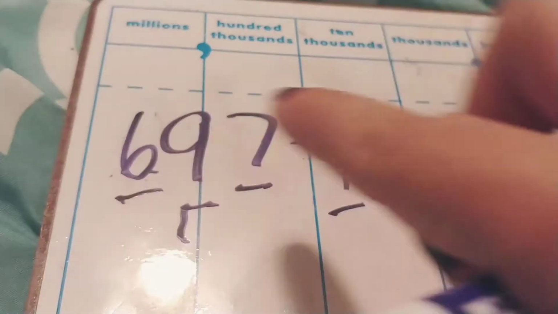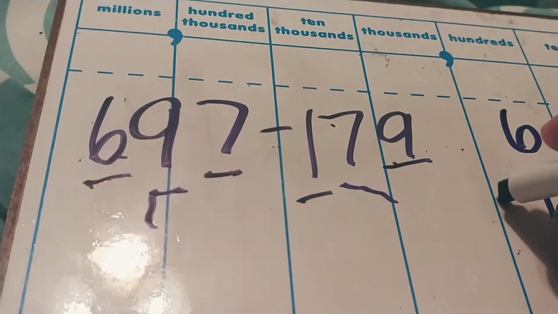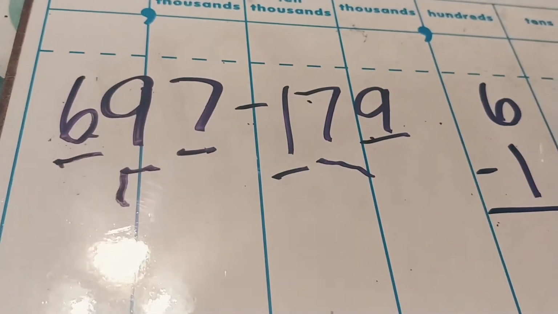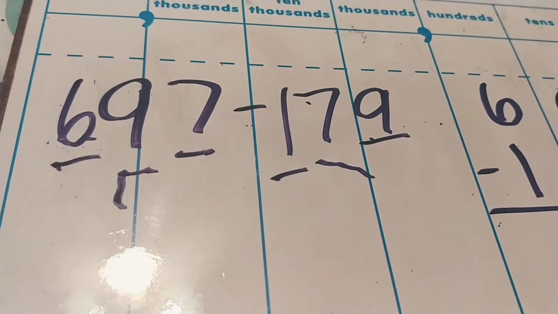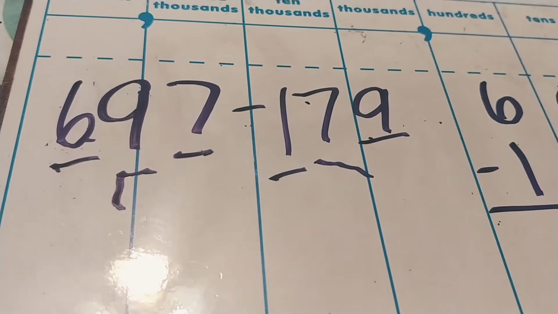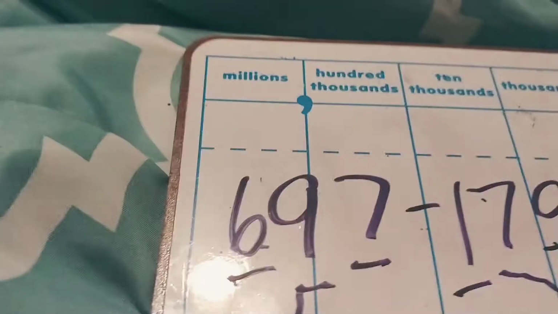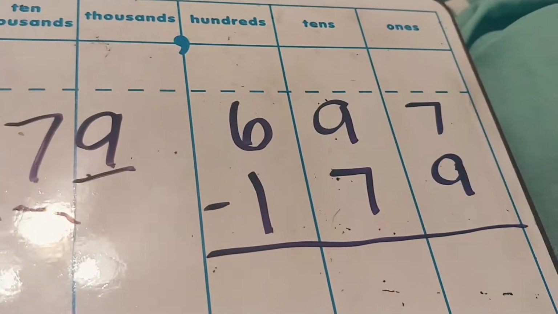Since I said that the 6 and the 1 are in the hundreds place, I'm going to put the 6 and the 1 there. I just put the minus sign right there. The 9 and the 7 are in the tens place, and the 7 and the 9 are in the ones place. So it should be set up like that. Okay, so this problem is set up like that.